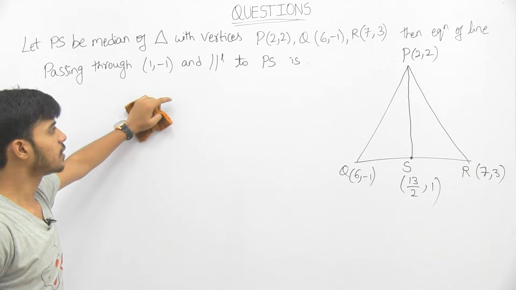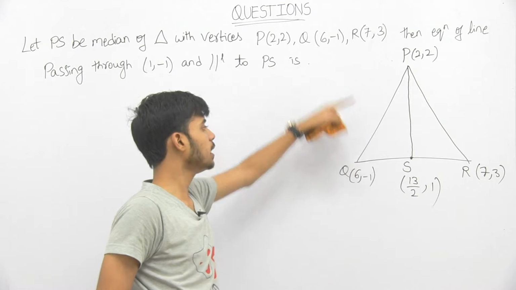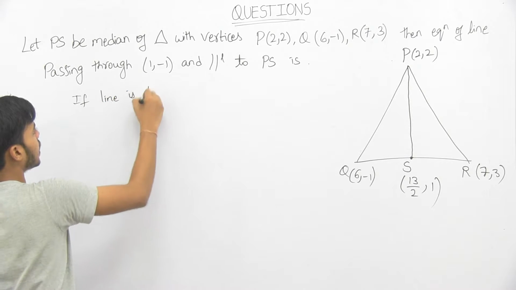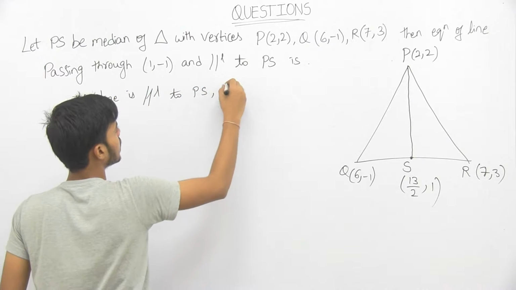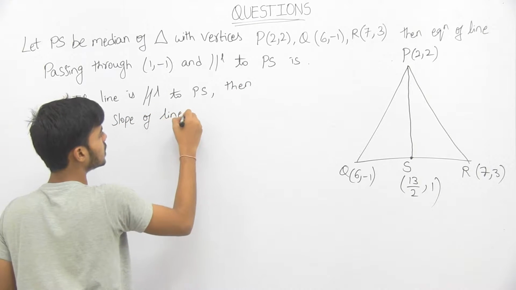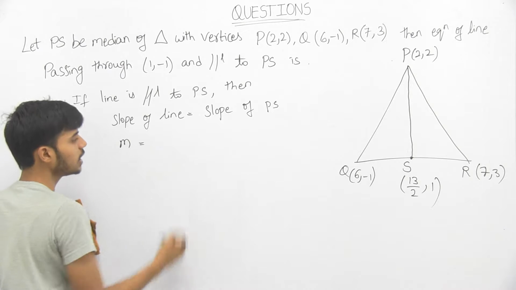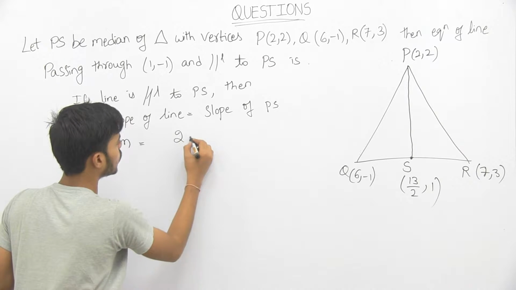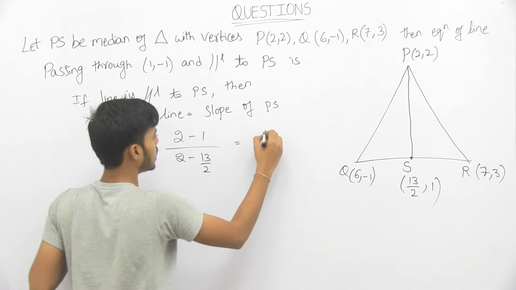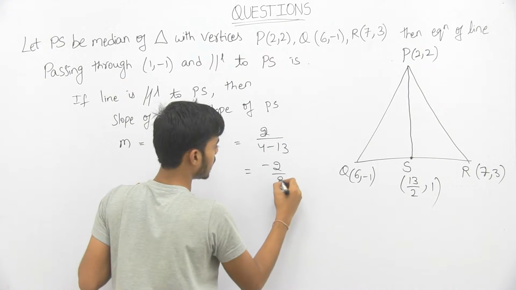Now we have to find the equation of a line which is passing through (1, -1) and is parallel to line PS. So if line is parallel to PS, then slope of line is equals to slope of PS. Therefore let slope be m. Now that slope would be (2 minus 1) by (2 minus 13 by 2), that is 1 by (4 minus 13) by 2, which is minus 2 by 9.